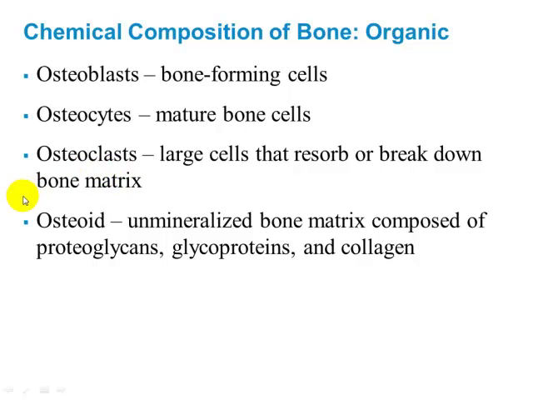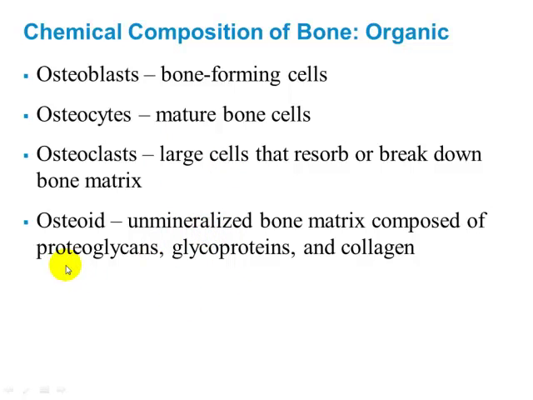There's another important organic component of bone, and that's called osteoid. Now, osteoid is the unmineralized part of the bone matrix. By unmineralized, I mean the part that is not the calcium and the phosphate. Those are considered minerals, so this is unmineralized. This is where we're going to see the organic part of the bone matrix.